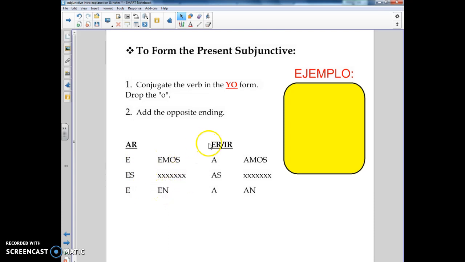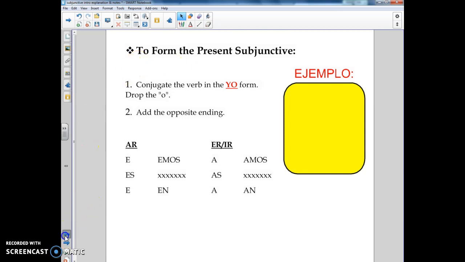And then ER-IR verb endings are going to be opposite endings, so you'll use AR endings for ER-IR verbs. So now we have a, as, a, amos, an. Okay, so that's a little confusing for people because this is the opposite of what you have learned up until now. But it is important that you start with the yo form because remember we have all of those verbs that have irregular yo forms.